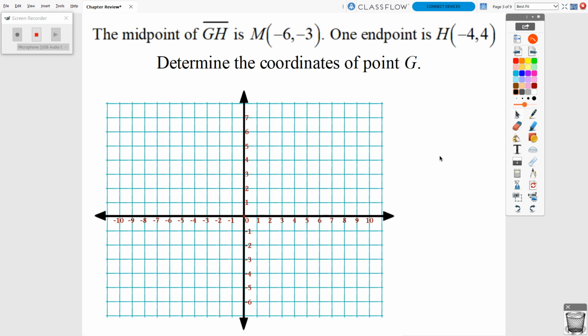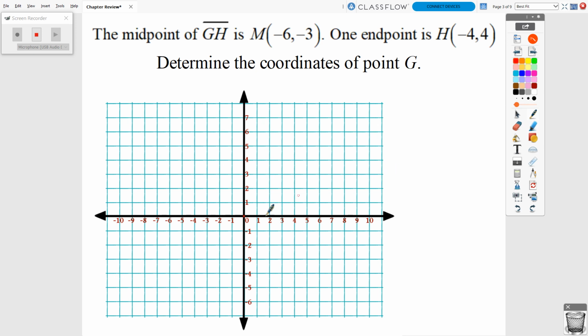All right, second problem. We've got a midpoint, we're talking about an end point, and we want to know the coordinates of point G. And so G and H end up being what we call the end points of our segment. And M, the midpoint of GH is M, so M is right in between. So again, I'm going to show you two ways of solving this one, with the graph and one without the graph. Okay, so it's always good to know how to solve a problem in more than one way.